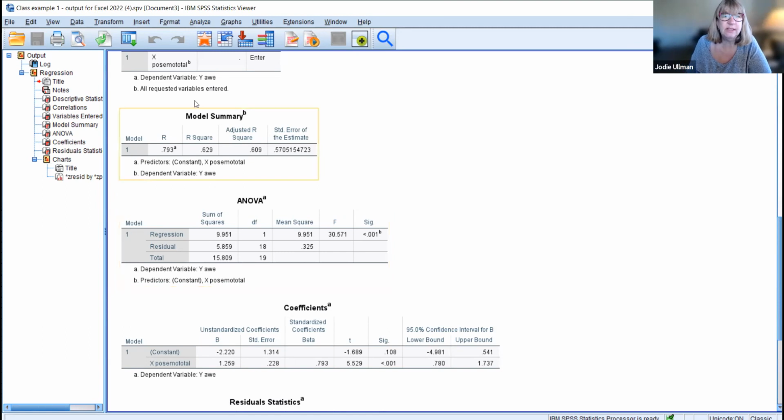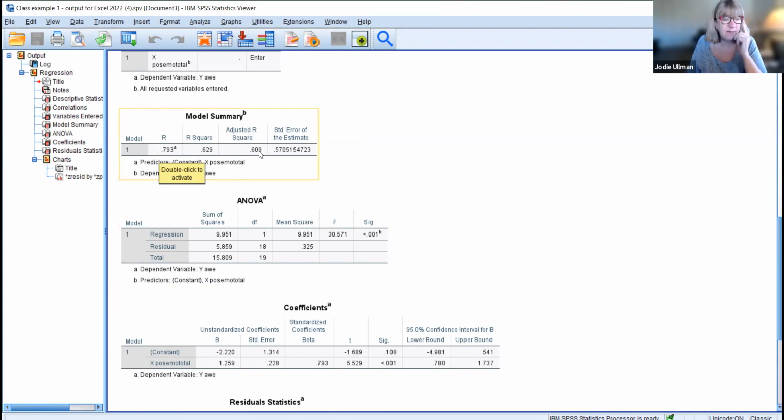And notice that this is broken into two tables. We have the model summary and the source table. This F ratio, this 30.571, is testing multiple R right here, this 0.793, and saying, is it significantly different from 0? And the R squared goes to 3 decimal places. So 62.9% of the variance in awe is explained by positive emotion. So this F ratio is testing that.